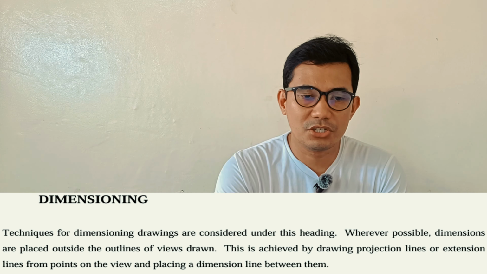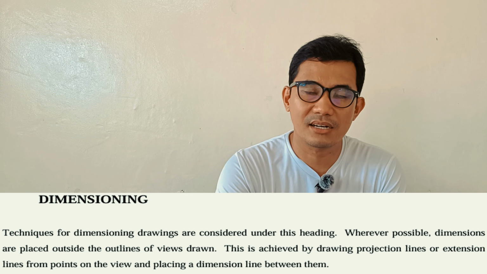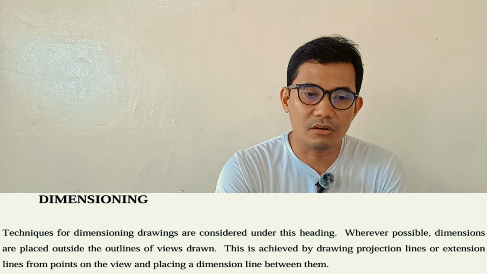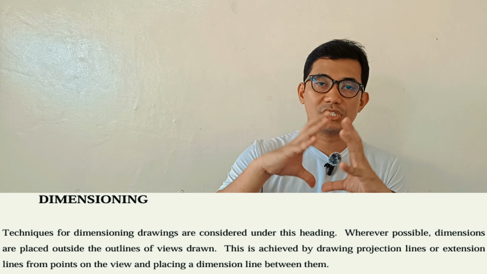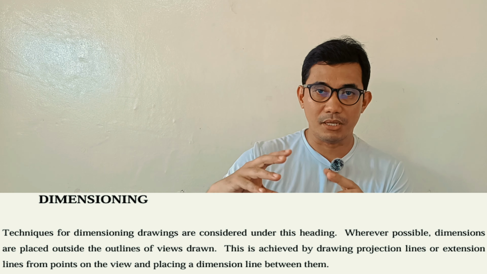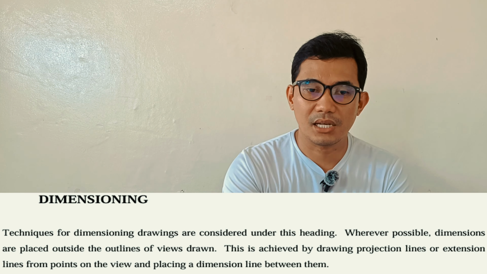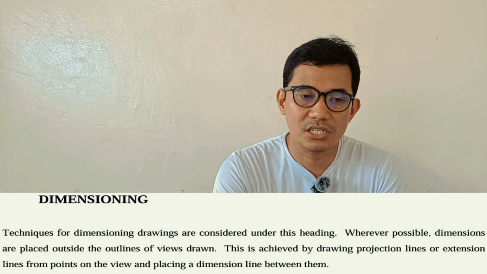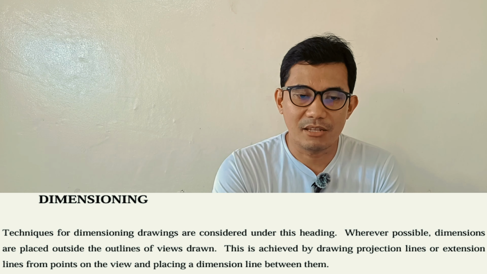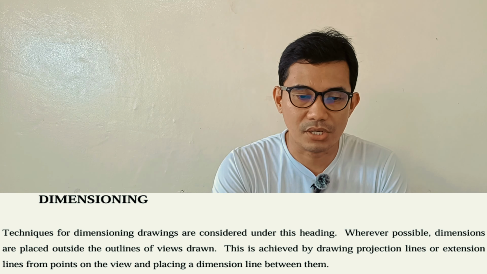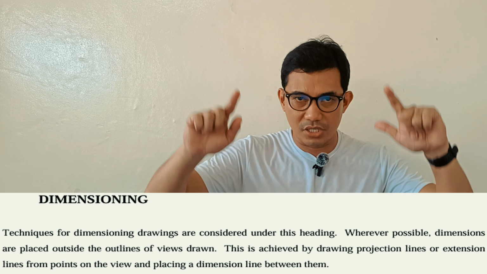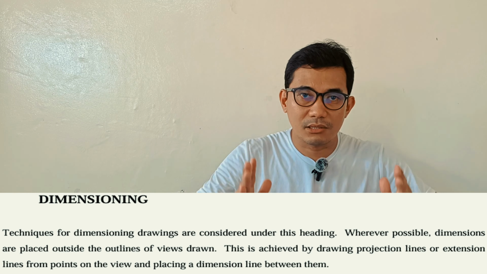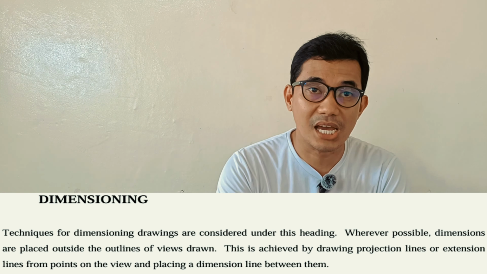Now, techniques for dimensioning drawings are considered under this heading. Whenever possible, dimensions are placed outside the outlines of views drawn. So, kung possible, outside sa imong object, diha ang imuhang dimension, not inside of the object if ever possible. This is achieved by drawing projection lines or extension lines from points on the view and placing a dimension line between them. So imong i-extend, imong i-project from point to point, and then you have the dimension in between that projection. Maka-dimension ka outside of the object.